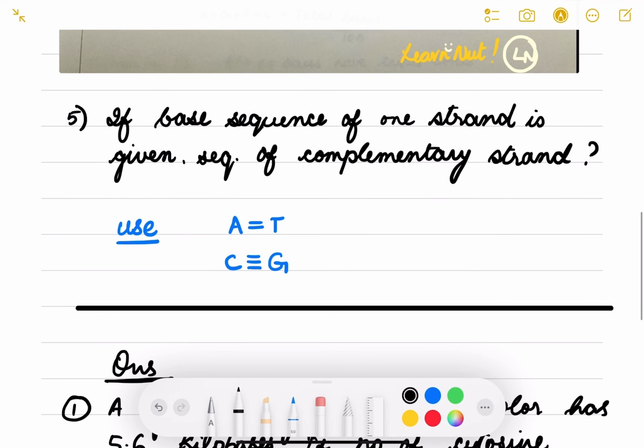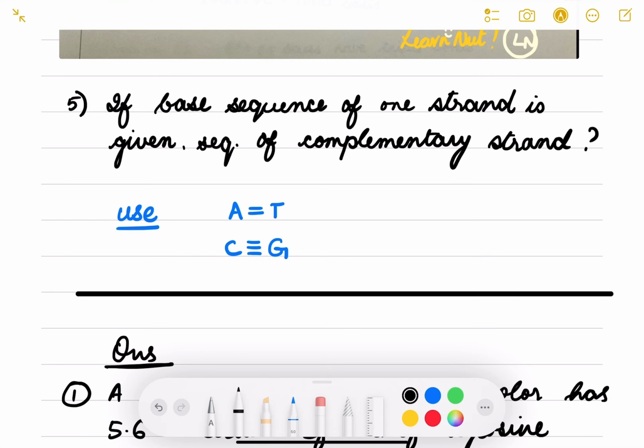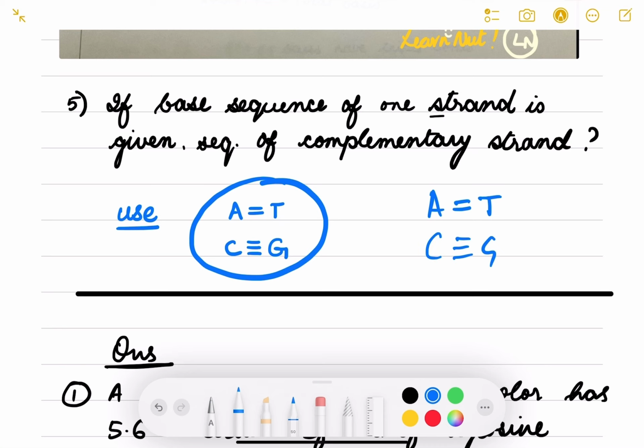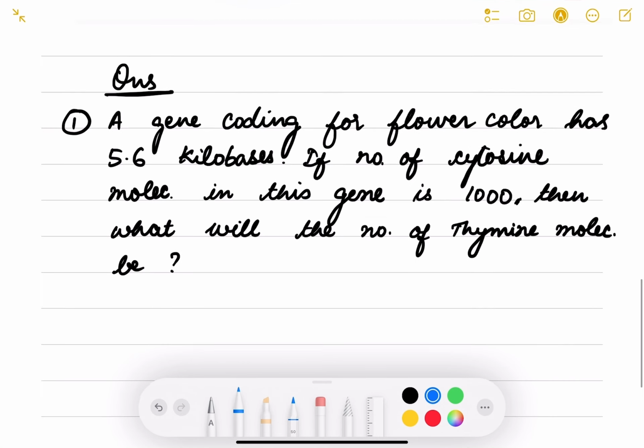Let us now solve a question. Whenever they give you the base sequence of one strand and the sequence of the complementary strand is asked, you should use this rule: adenine forms 2 hydrogen bonds with thymine, and C triple bonds with G, 3 hydrogen bonds. Alright, so this is the fifth type of numerical which could be asked. Now let us move on to solving questions.